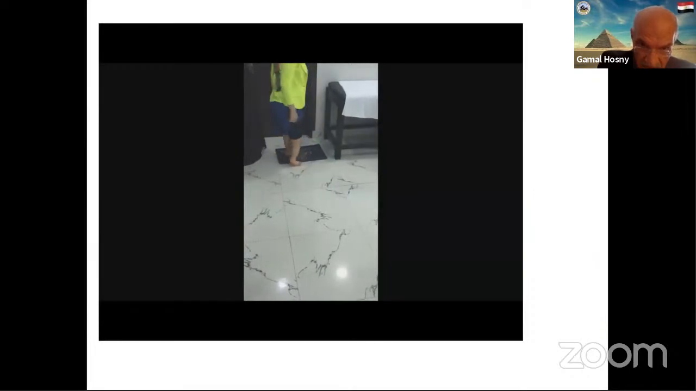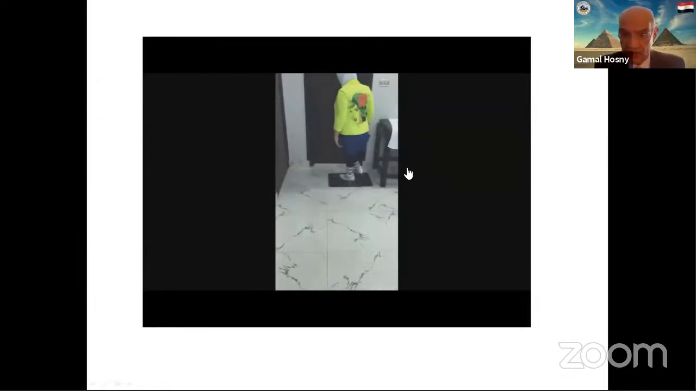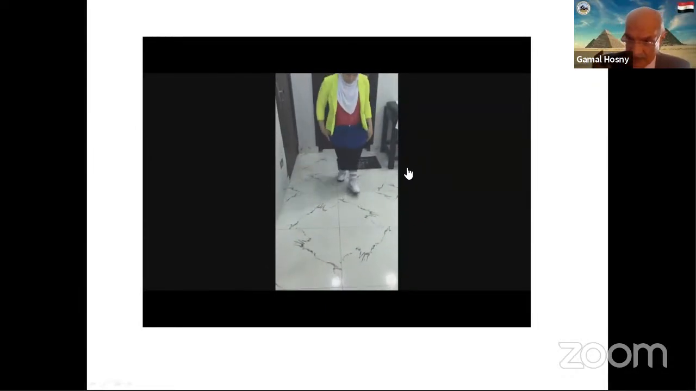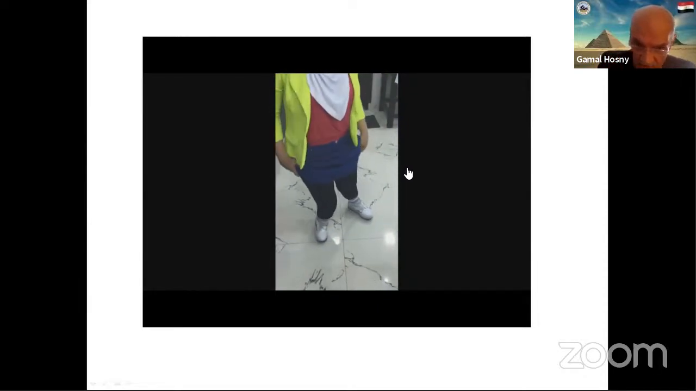See, at age 19. And now when she has a normal shoe, a sports shoe, she's running and walking with only one toe. Look at the way she moves.